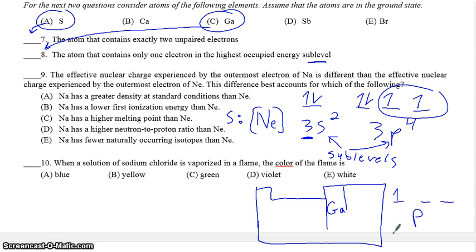If you take a look at something like bromine, bromine is the 5th element, right next to the noble gas. So bromine will actually have 5 electrons. So if you have 5 electrons, you have 1 unoccupied electron. But we're looking for only 1 in the highest occupied sublevel. So sublevels, remember, are blocks.